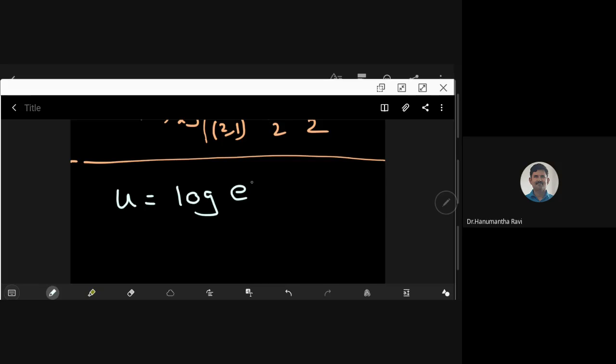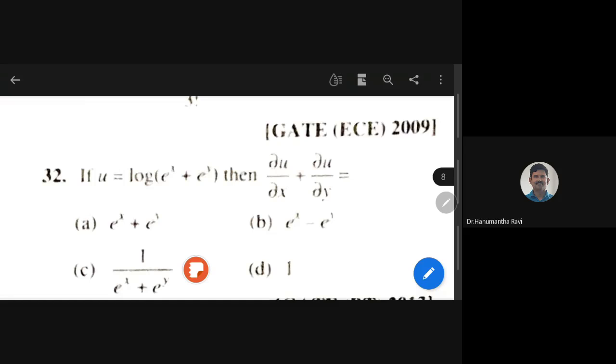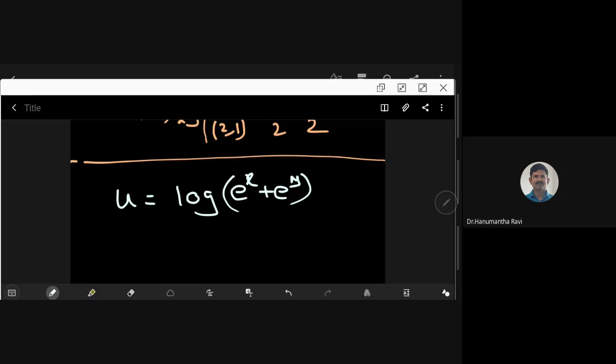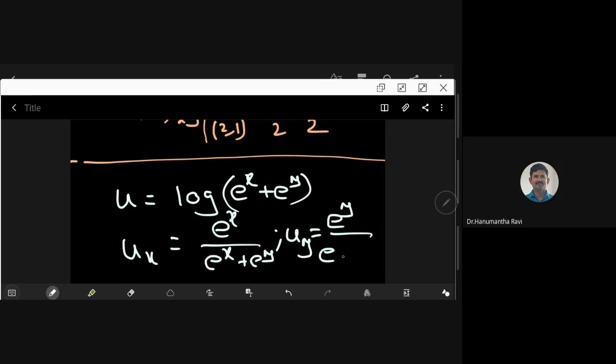log e power x plus e power y. Fine. Now, what did they ask for? They asked for ux plus uy. U subscript x means dou u dou x, plus dou u dou y. Okay, so you have ux is e power x by e power x plus e power y. Uy is e power y by e power x plus e power y.